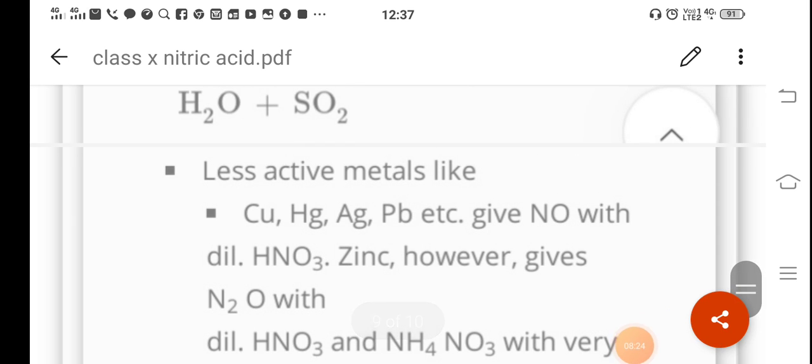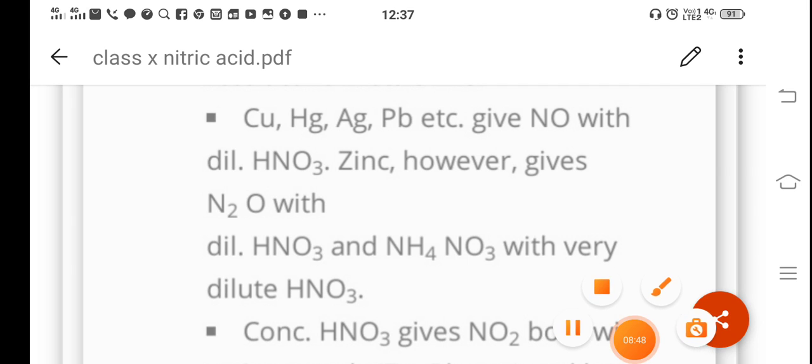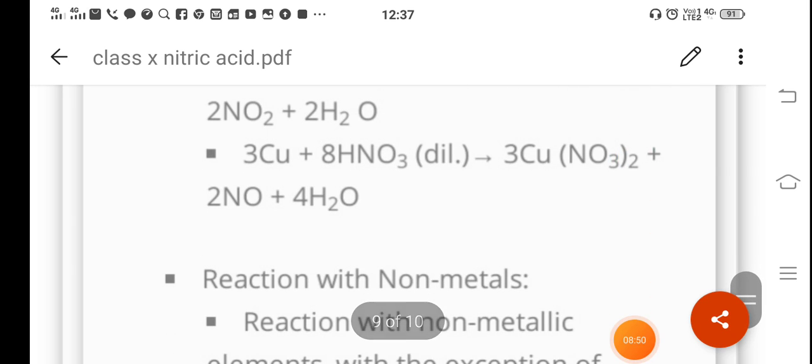Less reactive metals like copper, silver, mercury and lead give NO with dilute form, and zinc gives N2O with dilute form. Ammonium nitrate is formed with very dilute form. So once again, nitric acid with less reactive metals gives nitrogen oxide, and with zinc it forms dinitrogen oxide, but with active metals it gives nitrogen dioxide. So here are the various reactions.